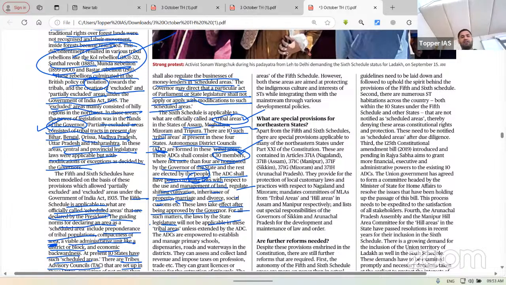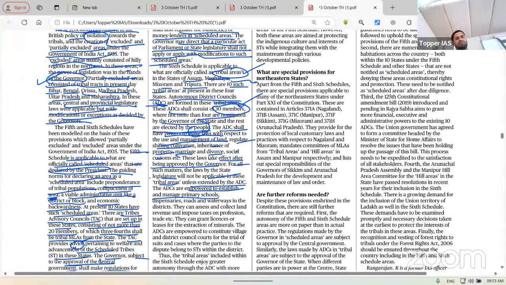Understanding this? Okay. Unless extended by ADC. Even if the state legislature makes laws on them, it can be extended by the Autonomous District Councils. Otherwise, they are not applicable directly. So ADCs are empowered to establish and manage primary schools. Look at other functions. They are empowered to establish and manage primary schools, dispensaries, roads, waterways in the districts. And they can assess and collect land revenue also.